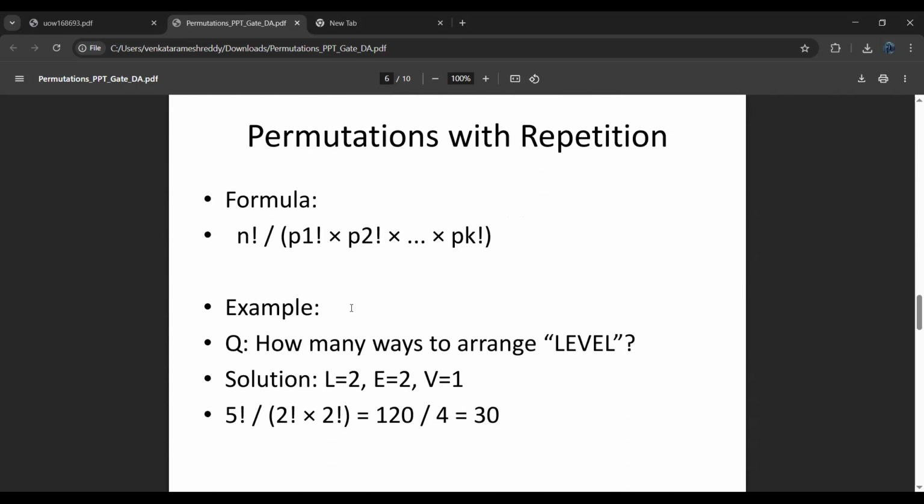Next one. Permutation with repetition. Suppose we are using the permutation concept, and some of the alphabets are repeating. If they are repeating, how do we solve? The formula for permutation with repetition is n factorial divided by p1 factorial into p2 factorial into pk factorial, where p1 is the number of same elements of the first kind in n, p2 is the number of same elements of the second kind, and so on.